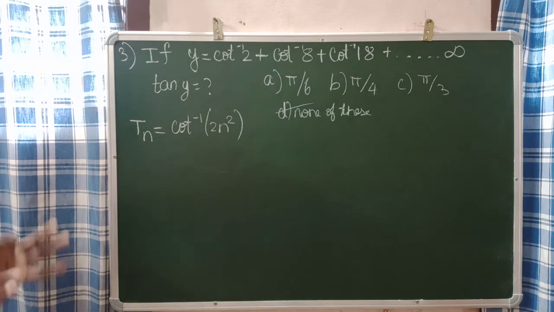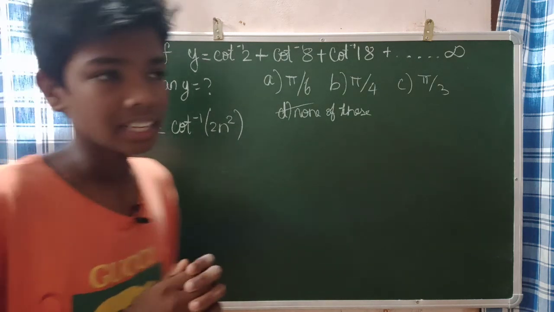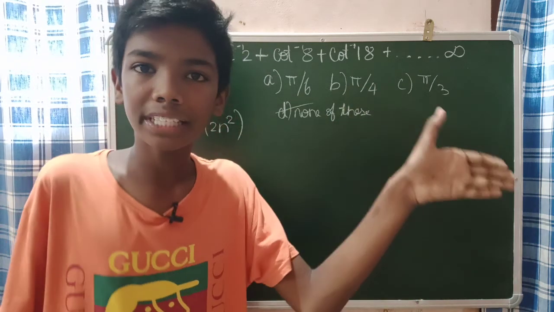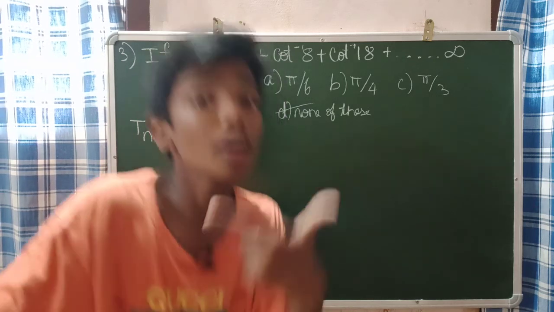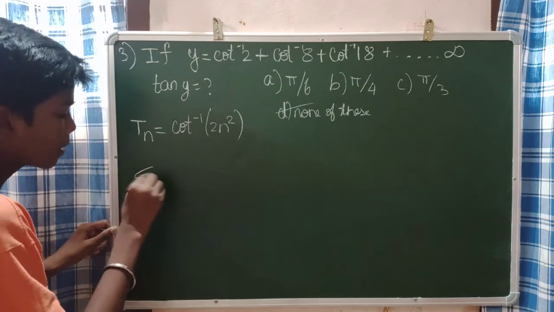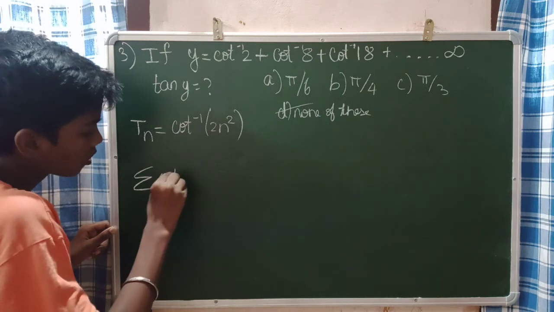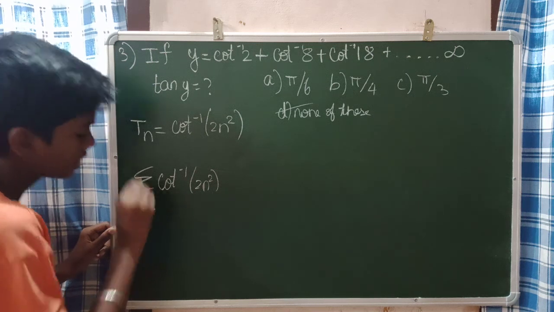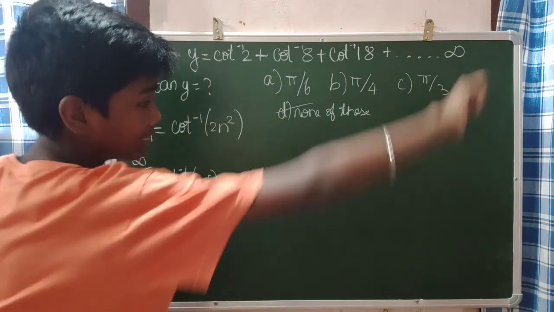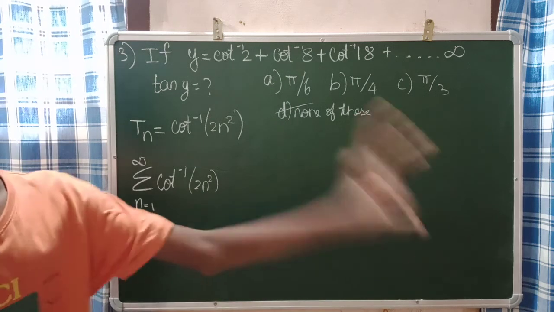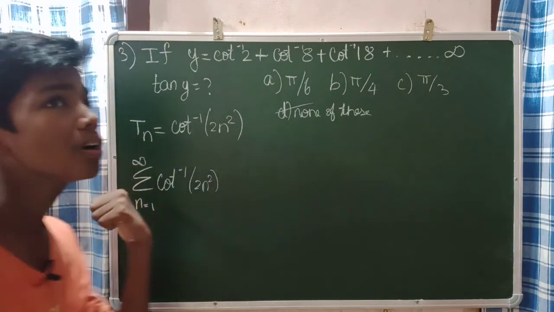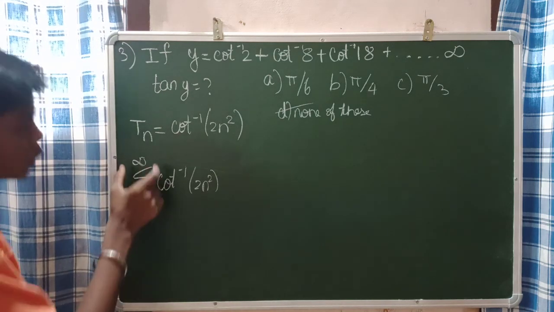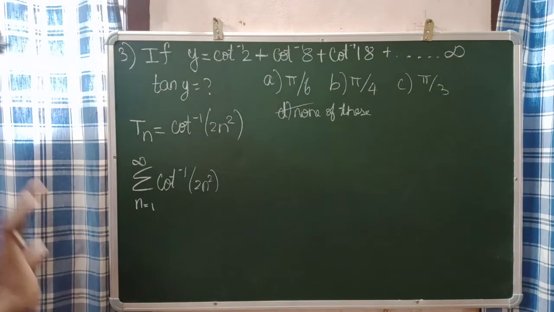That means this is the general term of this infinite series. Now, if I know the general term of that series, and if I am supposed to find the summation of that series, what will I do? I will put sigma of that general term, that is sigma of cot inverse of 2n square from n is equal to 1 to infinity, because this is an infinite series. What I said is, if I have a general term and if I am supposed to find the sum of this infinite series, I will put sigma of the general term from n is equal to 1 to infinity.